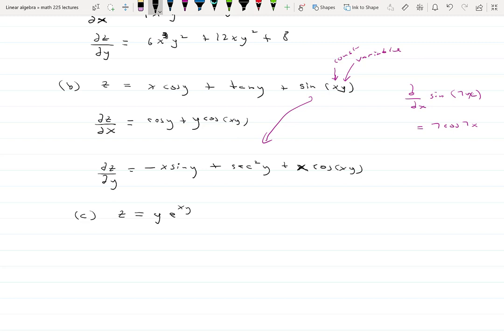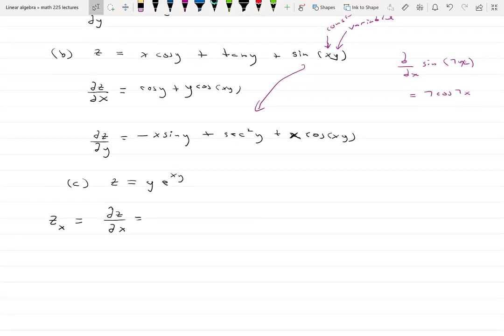Okay, y times e to the xy. I want the partial derivative with respect to x. Or you could use the subscript notation, c_x, either way. So partial derivative with respect to x. Now let me ask you, it's a product of two functions, y and e to the xy. Do I use the product rule here? Do I use, when I'm taking the derivative of this with respect to x, the product rule here? Well, would I use the product rule if I had 3e to the 3x?